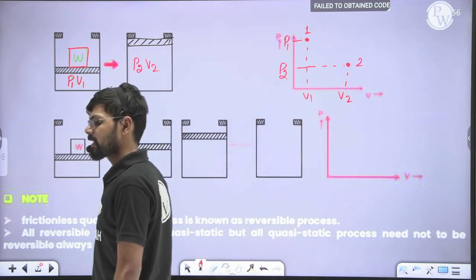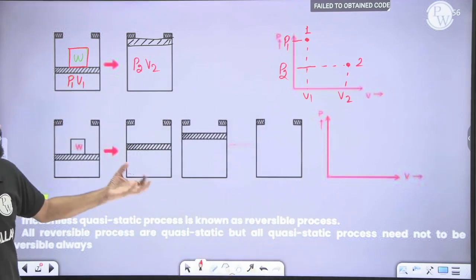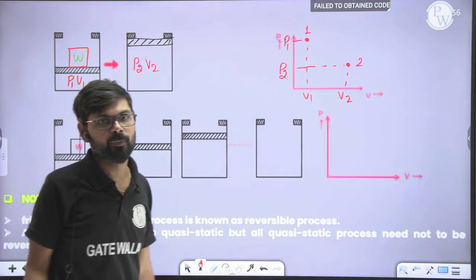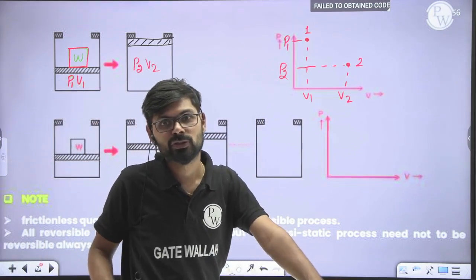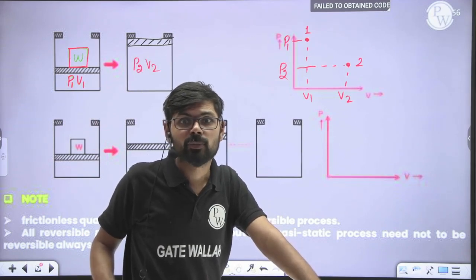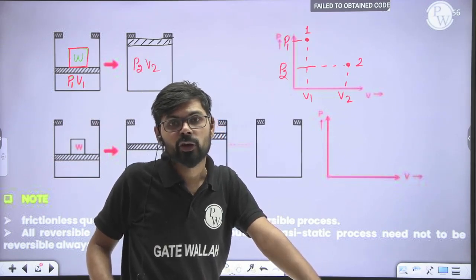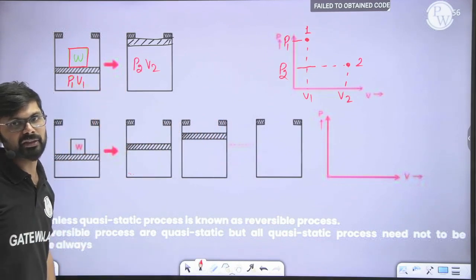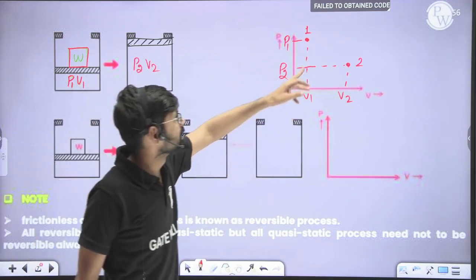Okay sir, I understand. You drew the initial state in the PV diagram, and the final state also. Sir, please draw the process also. No, I cannot draw the process. Why sir? Why can you not draw the process? Very simple, because we don't know what the intermediate states are.